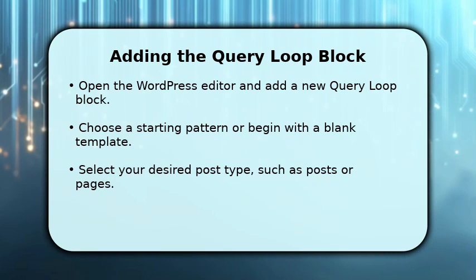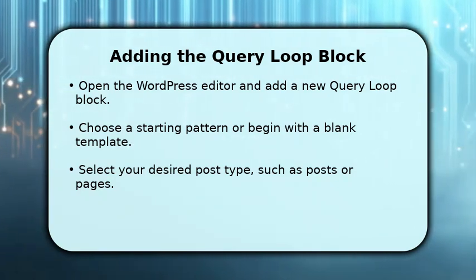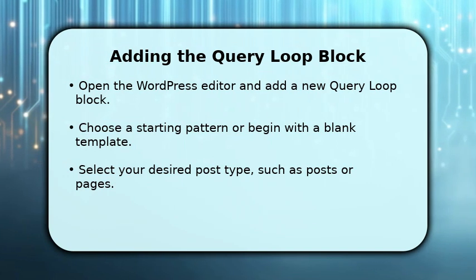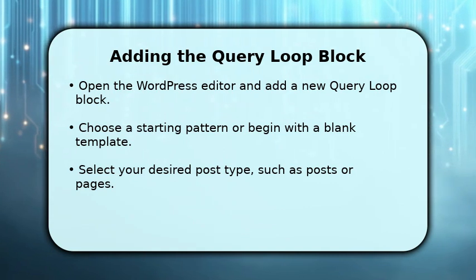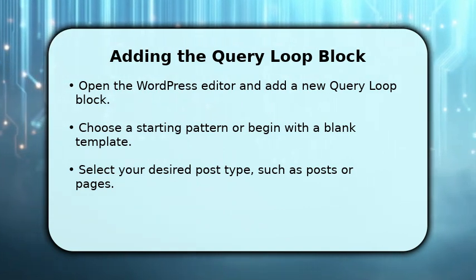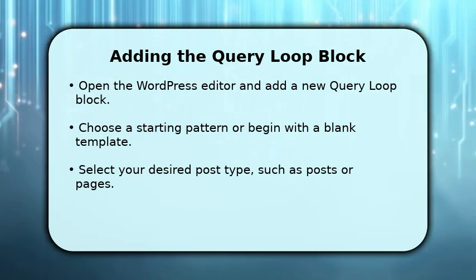To get started, simply open your WordPress editor, whether you are editing a page or a post. Click the plus icon to add a new block and search for Query Loop. Once you add it, WordPress will offer you a few starting patterns, or you can choose to begin with a blank template for full customization.